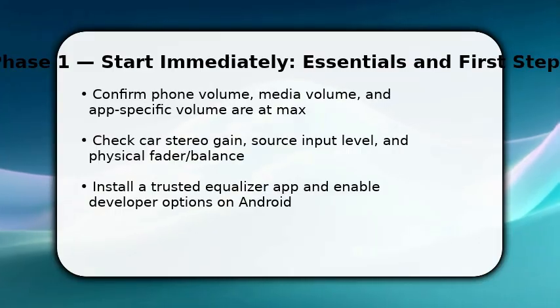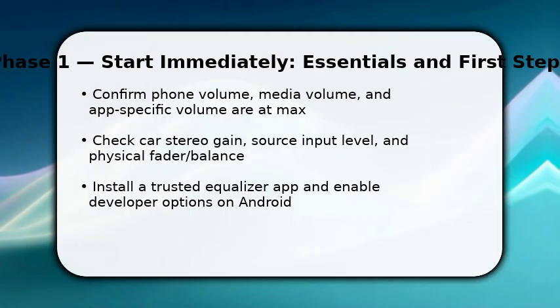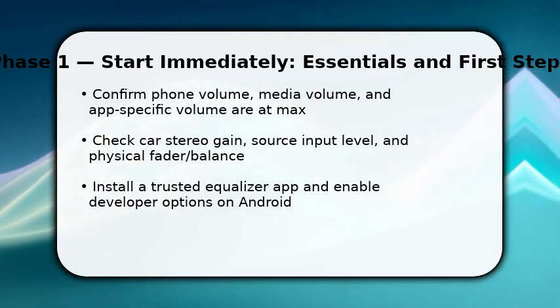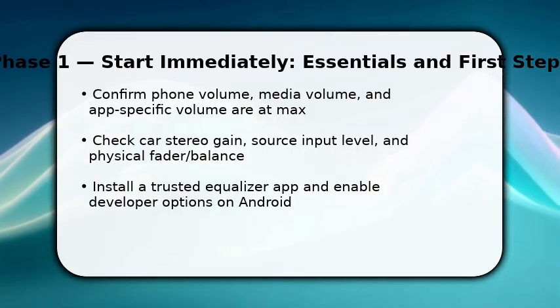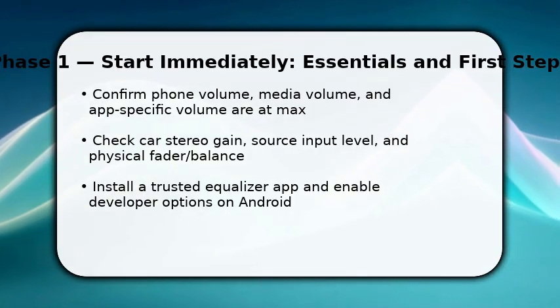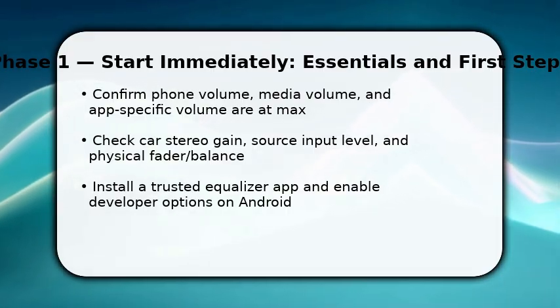You start by removing basic limits, so act now. First, set the phone's media volume and the app volume to maximum. Next, verify the car head unit's input gain and source selection so you're not boosting a weak source. Once done, enable Android developer options and prepare to change audio behaviors.